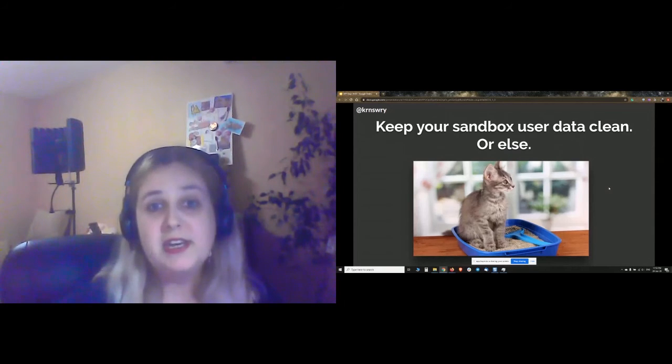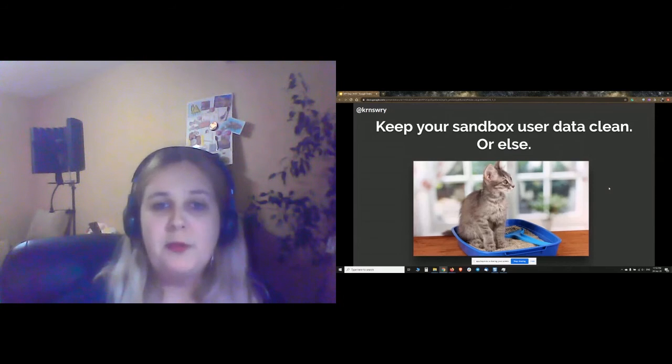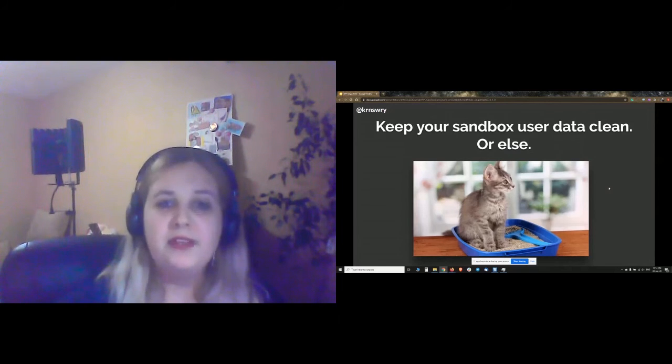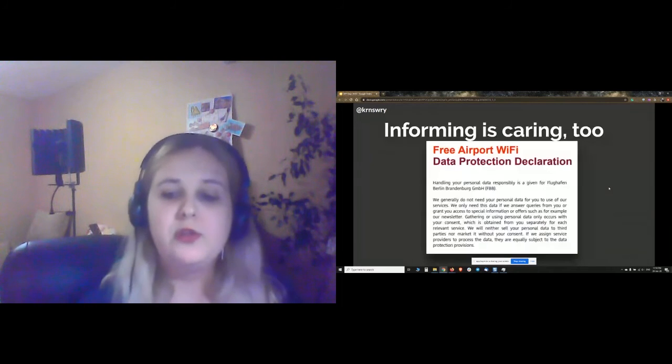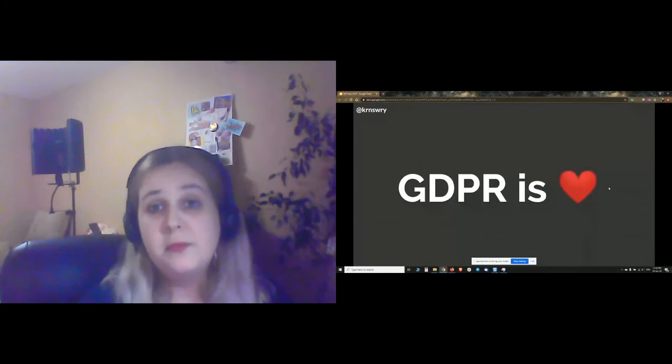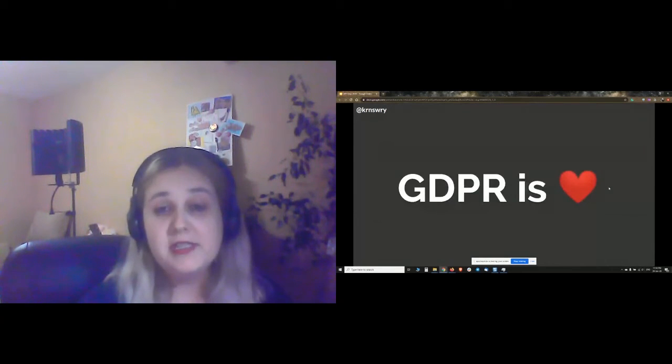For instance, here in a piece of documentation I've created, I explicitly warn people about the grave consequences of doing something with a product. And here, Berlin Airport informed me about all the things that I'm going to do with my information once I connect to the Wi-Fi. So see, GDPR is actually caring for us.